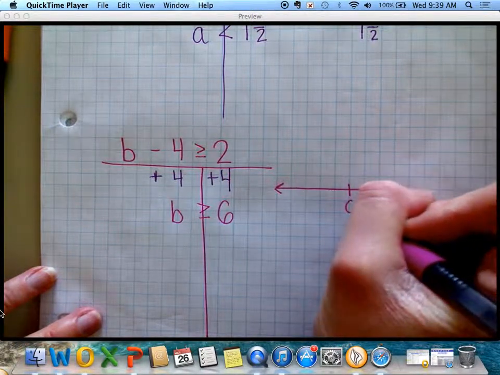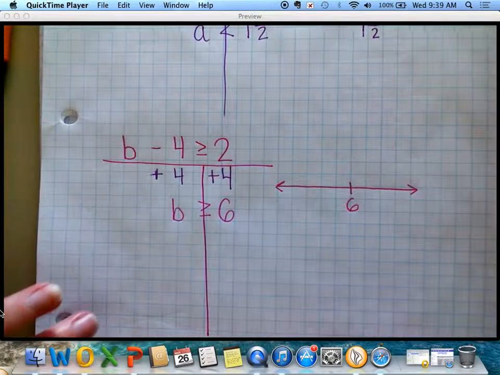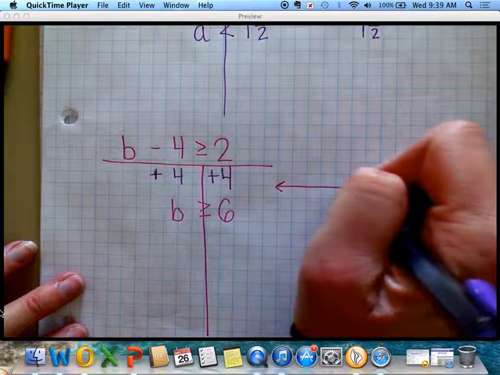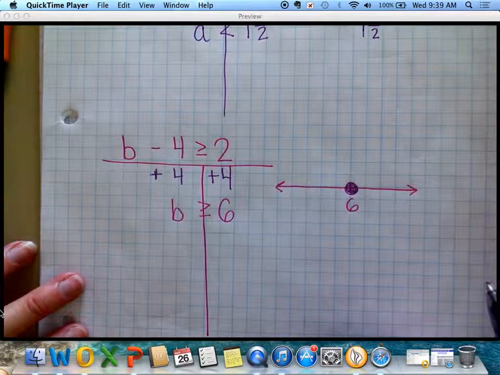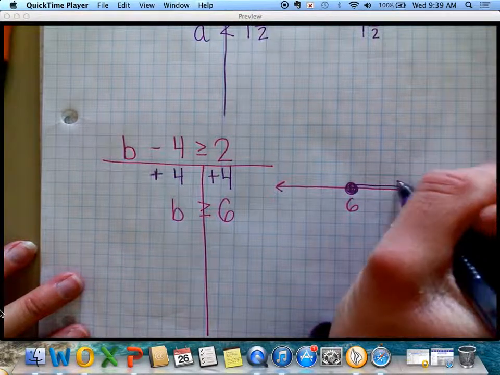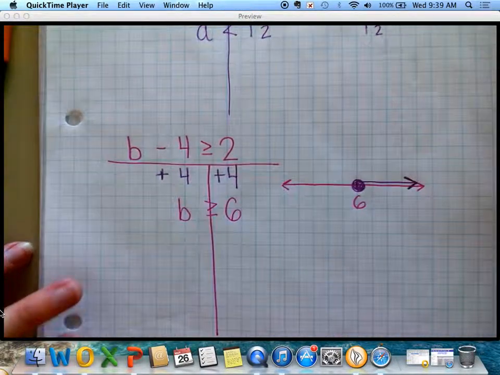Mark 6 on the graph. Do I have an open or closed circle? Is my variable on the left? Yep, so which way does my arrow point, left or right? Correct. Very good.